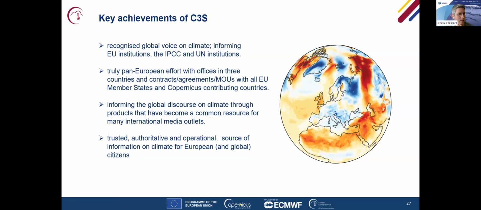So just to summarize, the Copernicus Climate Change Service is a recognized global voice on climate, informing EU institutions, but also the IPCC and UN institutions and public and private organizations throughout Europe and beyond. It's truly a European effort with offices in various different countries. So we have Bonn, we have also Reading in the UK, and we have Bologna, where the data center is in Italy. But we also have contracts and agreements with every EU member state and all Copernicus contributing countries.